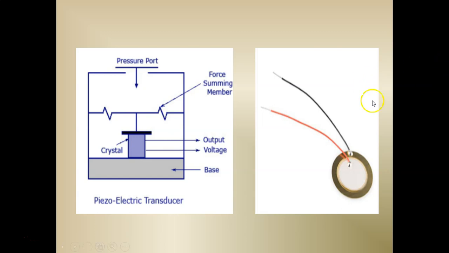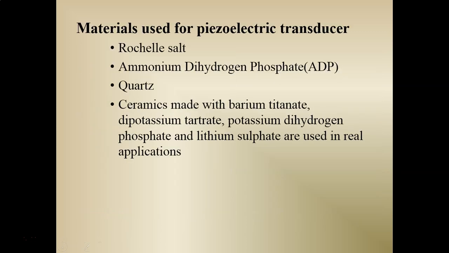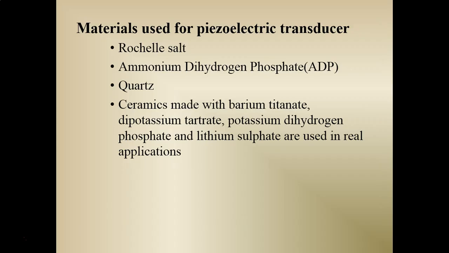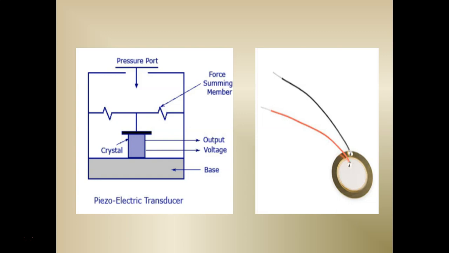So on the right side we see here, this is a practical piezoelectric transducer. So here we see the crystal is placed here. The crystal is placed between the solid base and the force summing member. An externally applied force entering the transducer through its pressure port applies pressure to the top of the crystal. This produces an EMF across the crystal proportional to the magnitude of applied pressure.